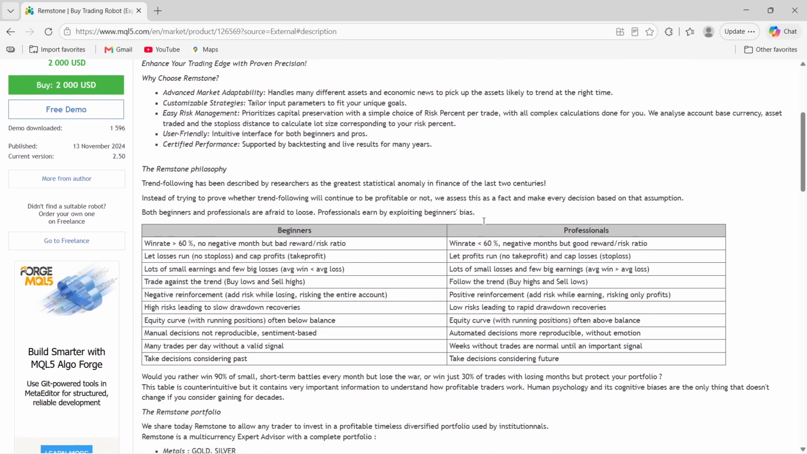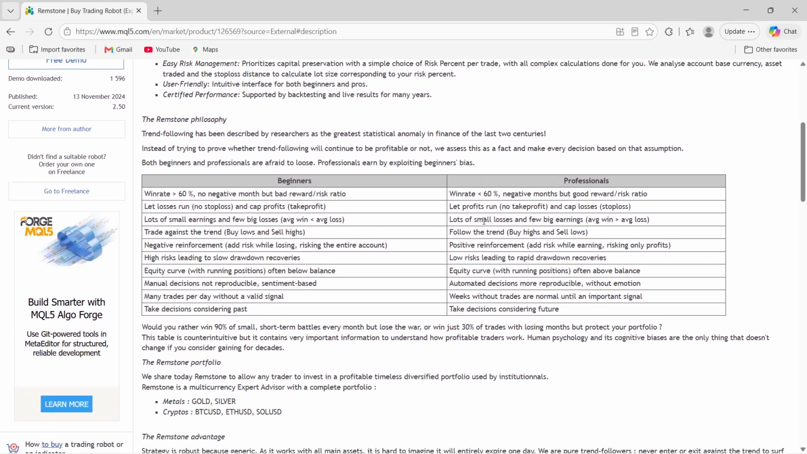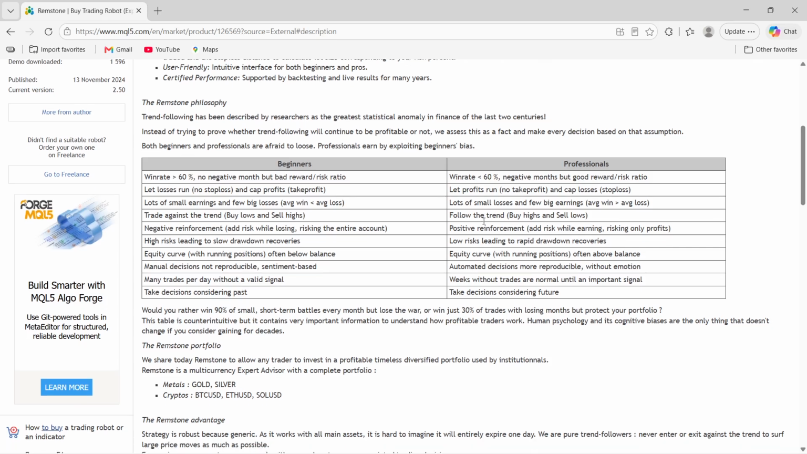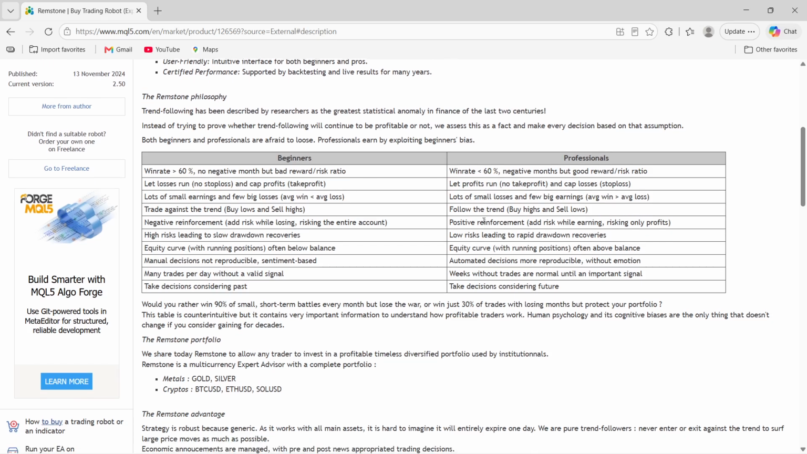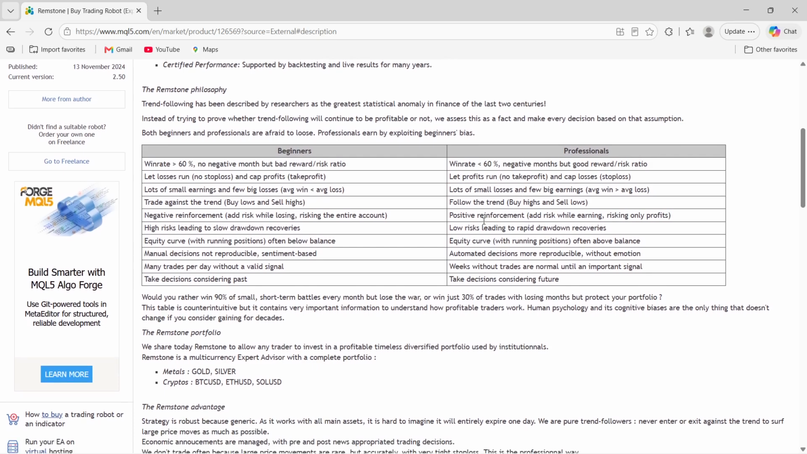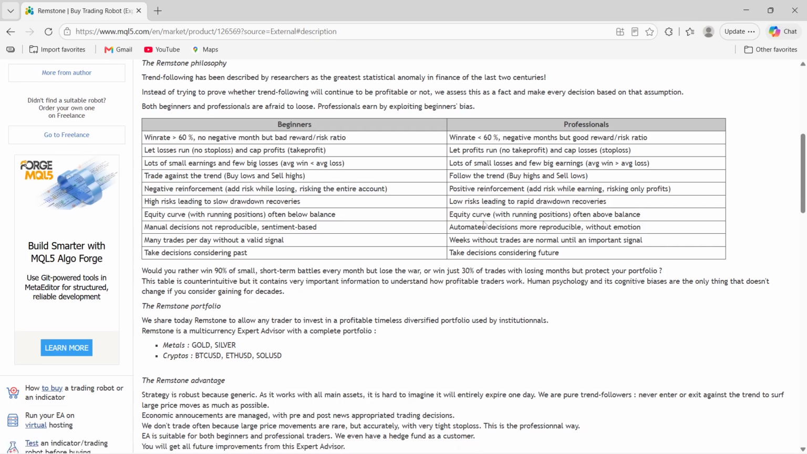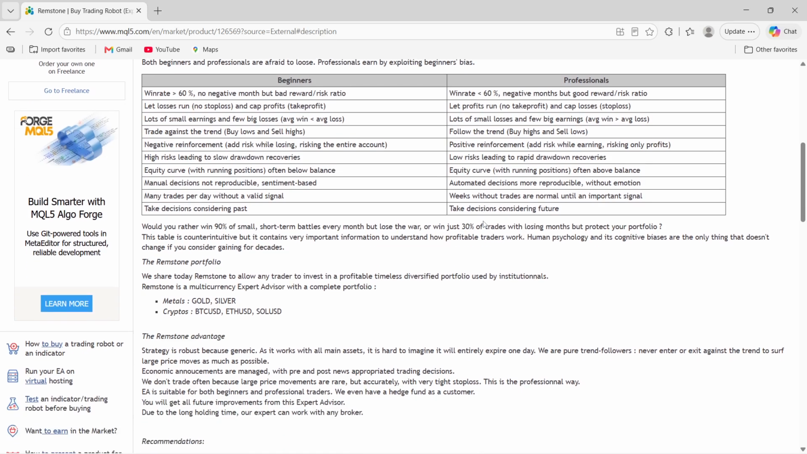They openly admit that most trades will be losers, but the winners are supposed to be big enough to more than compensate. Okay, so from the start, the dev is setting expectations. If you're looking for something that wins 80% of the time, this isn't it. This is a few big winners, lots of small cuts style system.